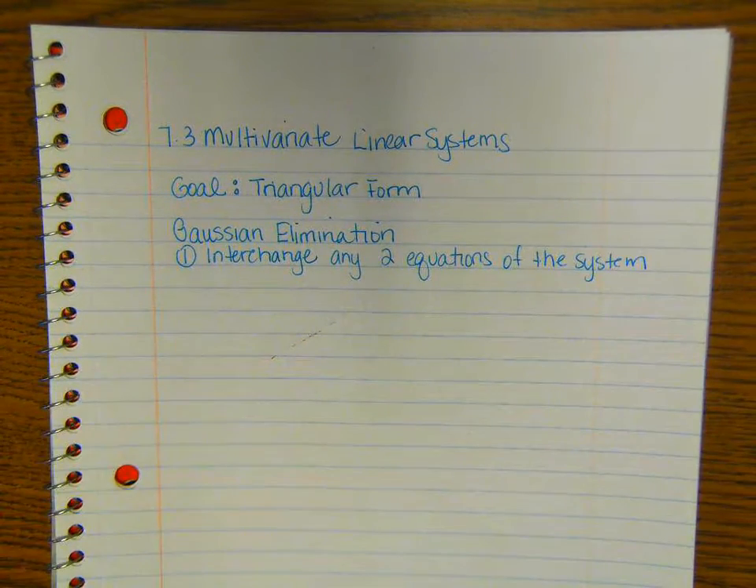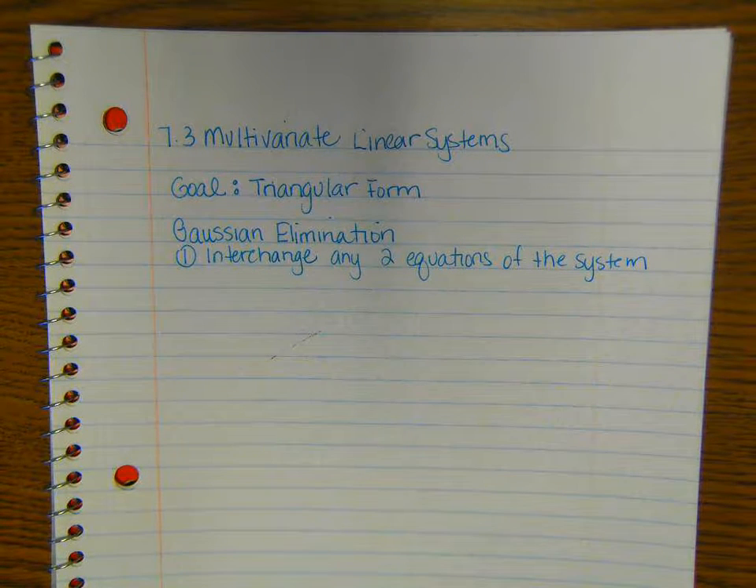So at any time, as long as it's something that I got by doing these rules, I can take one of the rows out and put a different row in. For instance, if I have 3 rows, I can move the third row to the top if I want to. I can interchange rows at any time. So, interchange any two equations of the system.